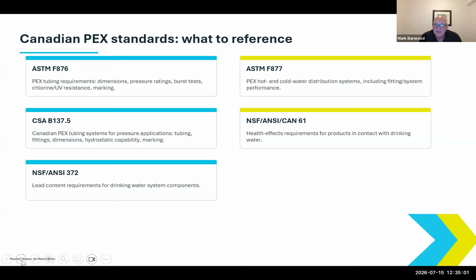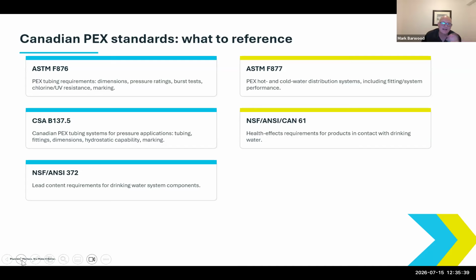When we went to lead-free plumbing systems, NSF or ANSI CAN 61 was the standard to which all plumbing systems are rated, and if anything traveling through that pipe is going to end up on a human being or be ingested by a human being, it has to be NSF 61 compliant. And then also on top of that, we have NSF and ANSI 372, which is the lead content requirements for drinking water systems and components.